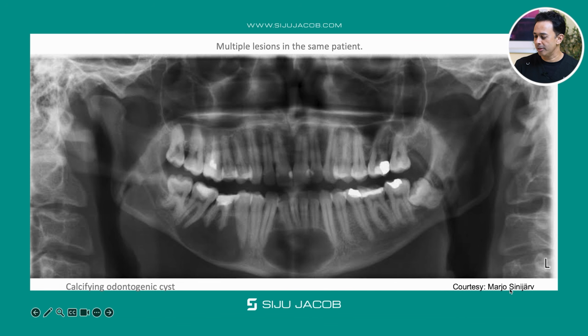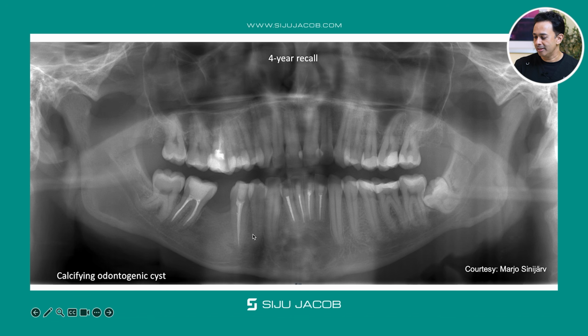This is courtesy Dr. Marho. And in this case, it turned out to be a calcifying odontogenic cyst. And this is a pretty conservative management. It involved only extraction of one tooth and the rest were conserved with endodontic therapy.